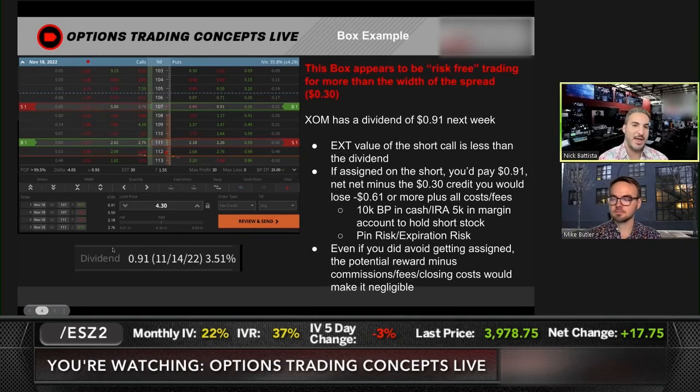So even if you do avoid getting assigned on this position, you've got to think about the costs that come into play, all the excessive risks, especially for a smaller sized account. All said and done, you're probably a negligible value add to your portfolio.